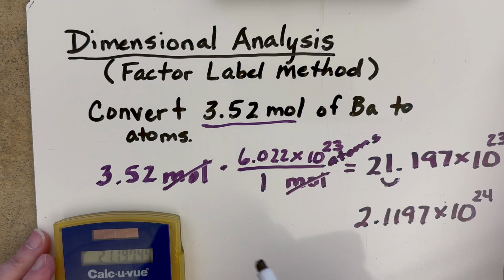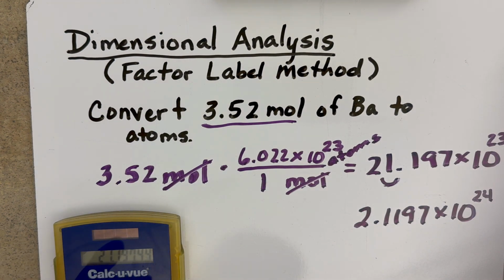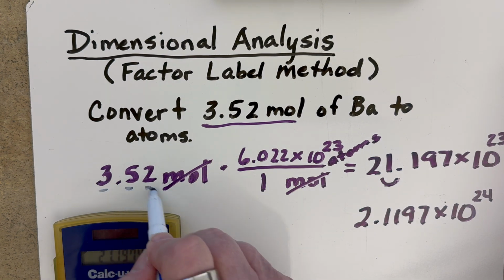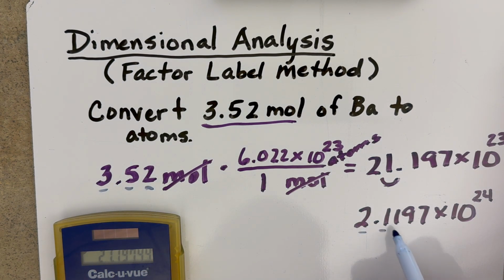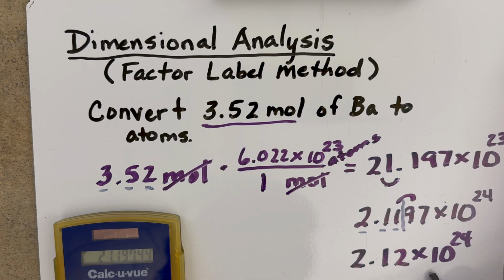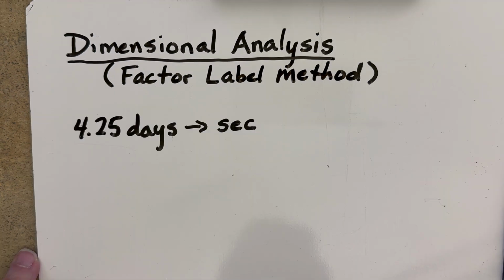If we had moved it the other way and made the number bigger, then we would have made the exponent smaller. And then we go back and we look at how many digits our original problem had. It had 1, 2, 3. So we're going to keep 1, 2, 3. We're going to cut this number off here. So we are left with 2.12, because if this is 5 or more, we round that last digit we're keeping up, times 10 to the 24 atoms as our final answer.